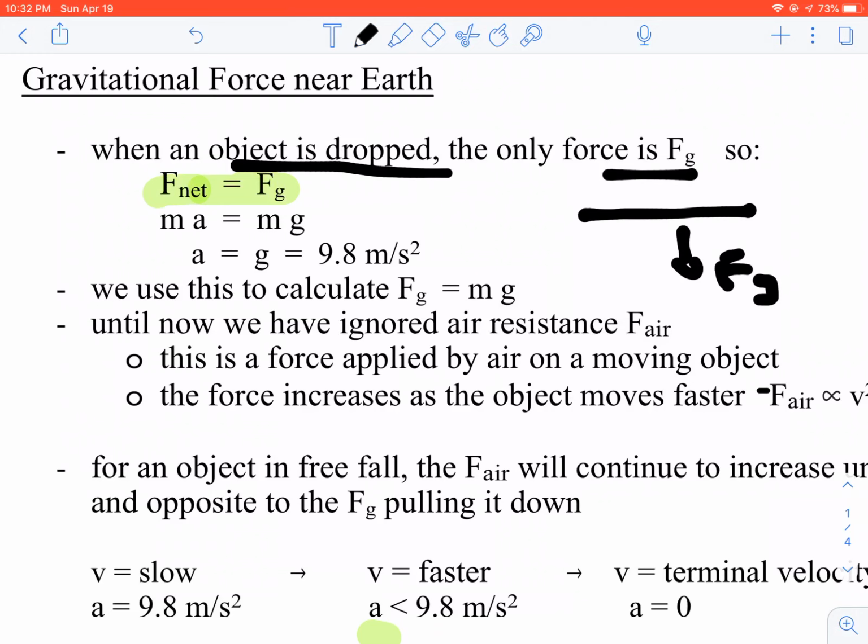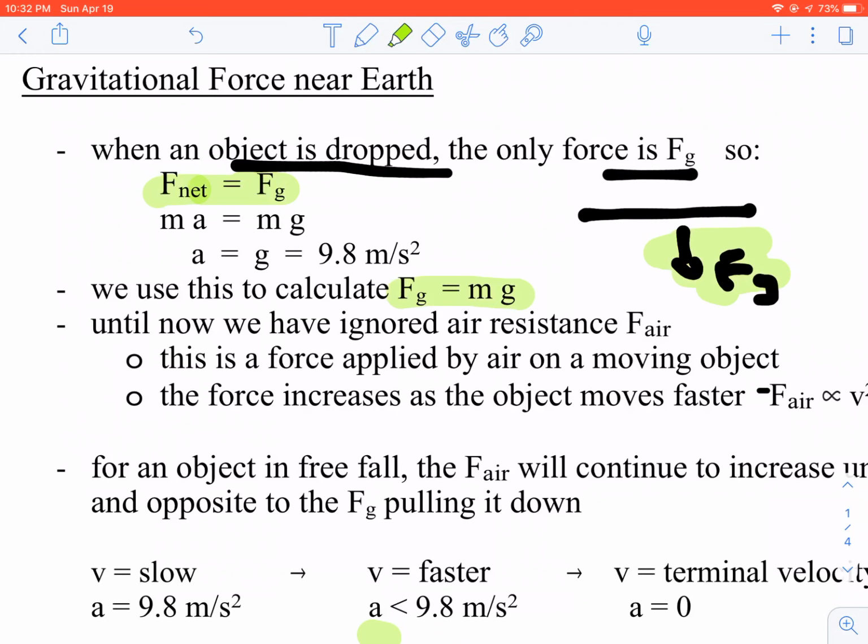Now, what we haven't really talked about yet was the formula for calculating gravitational force. To calculate the amount of gravitational force that's being applied to an object, we use the formula Fg equals mg. So that's our formula that says how much gravity there is. How much is Fg? Well, Fg is equal to the mass multiplied by 9.8.